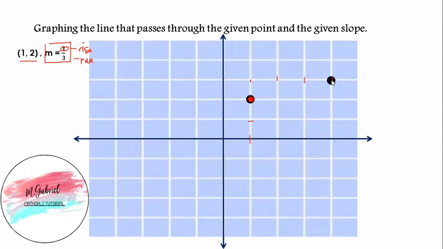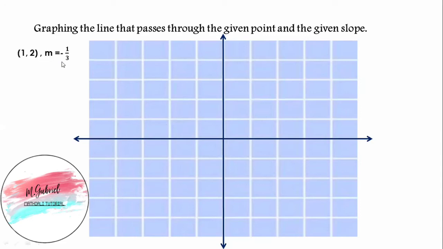And then, let us connect the dots. So, ganun mag-graph ng line that passes through the given point and the given slope. Okay, so as you can see, kapag positive yung slope natin, galing siya sa left lower corner, papunta siya sa right upper corner, kapag positive yung slope. So, let us see naman kapag negative.